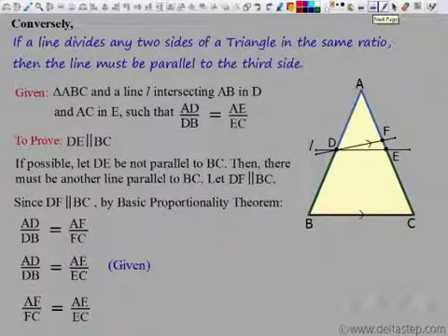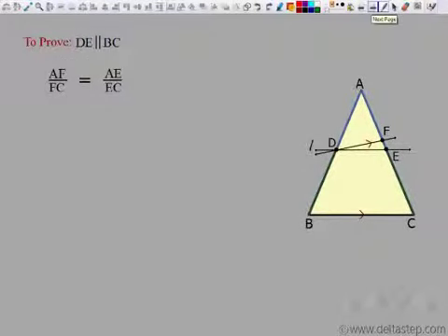So now, what I want to prove is that this line DE is parallel to BC. What I have got is that AF by FC is equal to AE by EC. Now what if I add 1 on both these sides? That would not change the equality. So let me add 1 to both these sides.